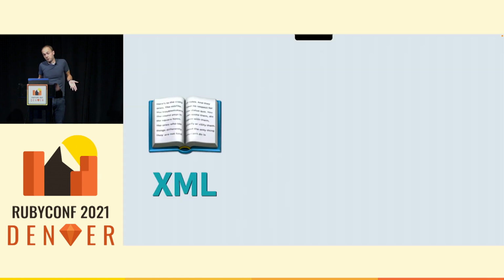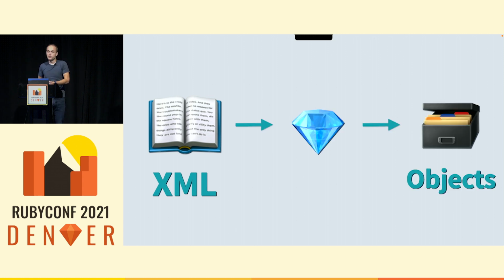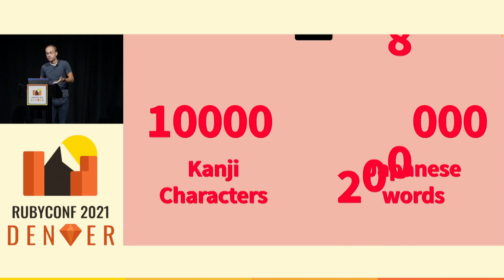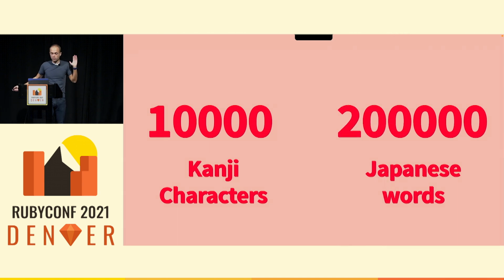Thing is that they're in XML, which means I wanted to build something in Ruby that would take that XML, run it through some Ruby, and then it'd give me Ruby objects that I could insert into my database. And what it would allow me to do is go from 2,000 characters to 10,000, and from 8,000 words to 200,000. And it seemed like a pretty big win.